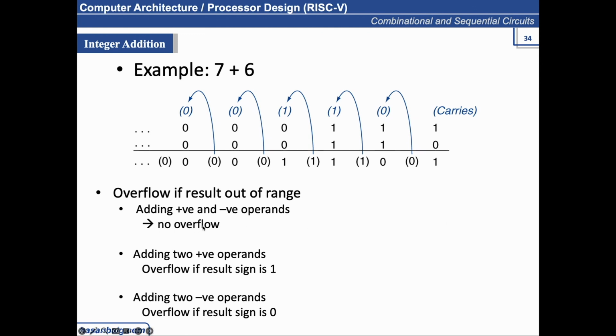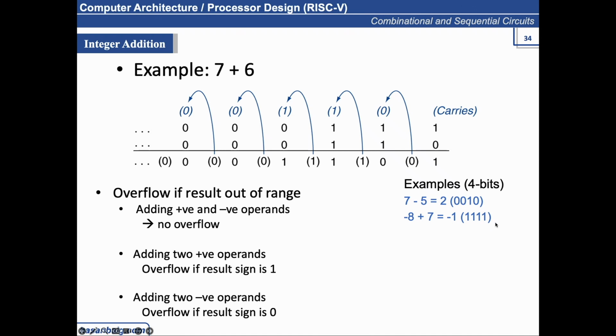When you are adding a positive and a negative operand, the result will never overflow. This is just a rule of thumb. For example, in 4 bits, 7 is a positive operand, minus 5 is a negative operand, and when you are adding them together, the result will always be representable in the specific number of bits. Another example, minus 8 plus 7 is minus 1. We can simply represent it in 4 bits.